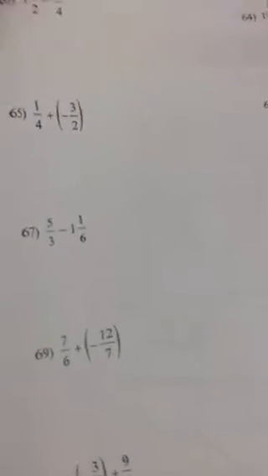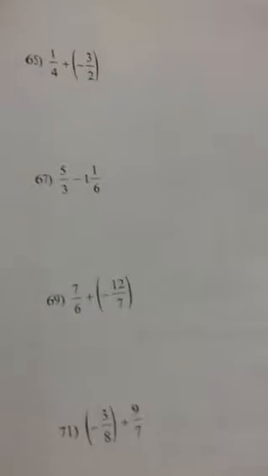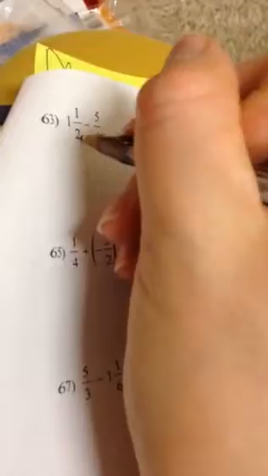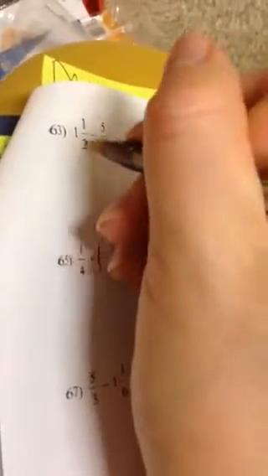The next part is adding or subtracting some fractions. Keep in mind, to add or subtract fractions, you must have that like denominator. So when I look at number 63, I see that it's 1½ minus 5/4.